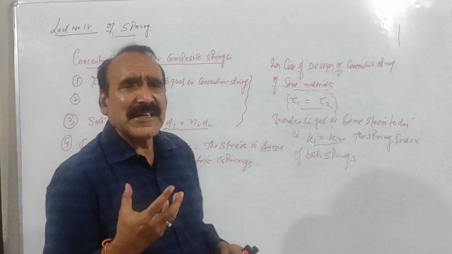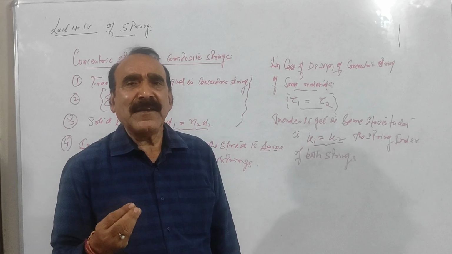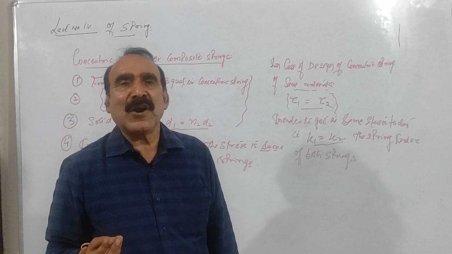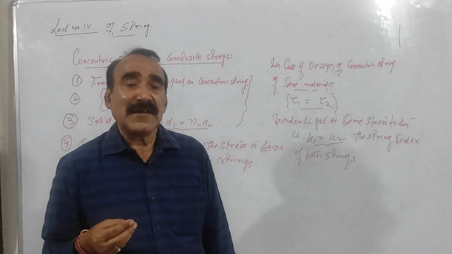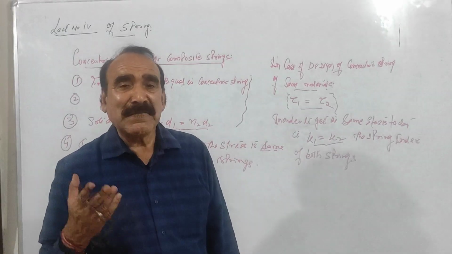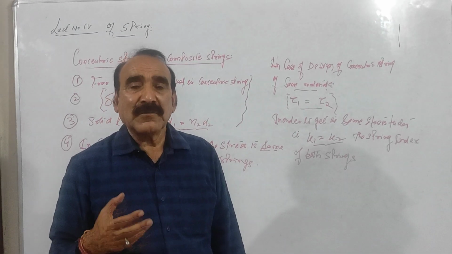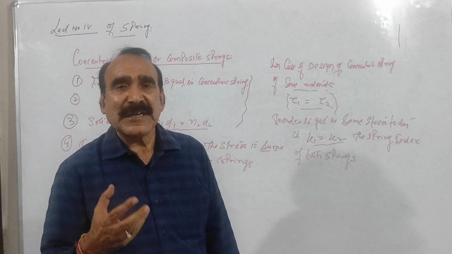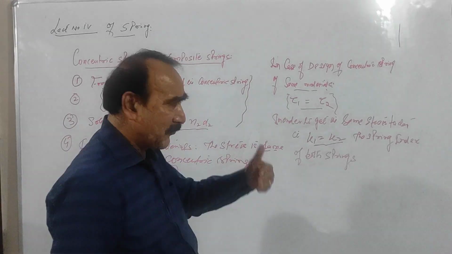So in the design of this, we have to calculate every dimension. You have to calculate the mean diameter of the outer spring, the mean diameter of the inner spring, the diameter of the outer spring wire, the diameter of the inner spring wire, the number of turns of the outer spring wire, and the number of turns or coils of the inner spring wire. So these are the design factors that we will take up afterwards.